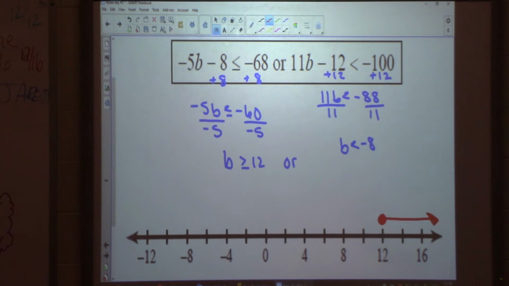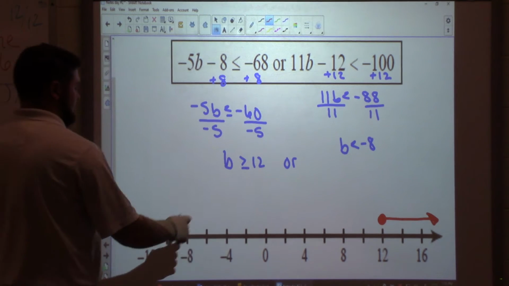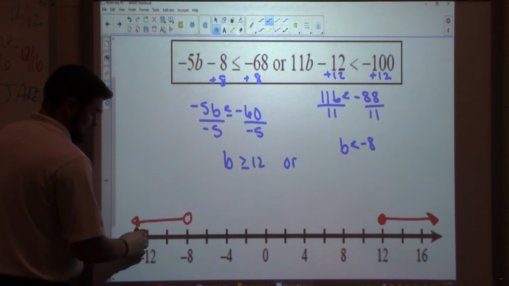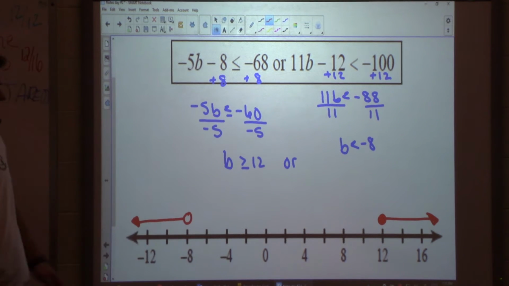B less than negative 8. At negative 8, am I going to have an open or closed circle? Open, right? Negative 8, it's not or equal to, and I'm going to the left. Alright, so that's my or graph right there. Now I want to write it in interval notation.